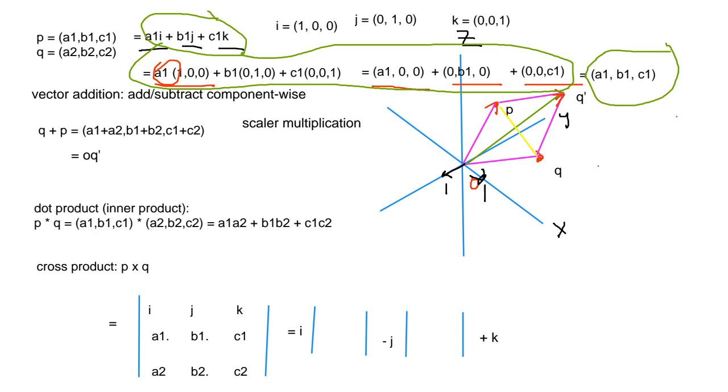You see, A1 is a number, A2 is a number, a number multiplied by a number is a number. B1, B2 are numbers, C1, C2 are numbers. So we add 3 numbers, we get a number. So make sure you remember this. It is a number, all right? The inner product is a number, but the cross product is a vector.